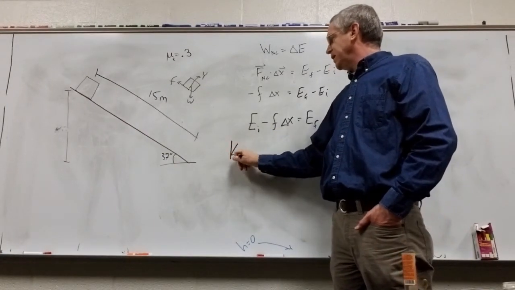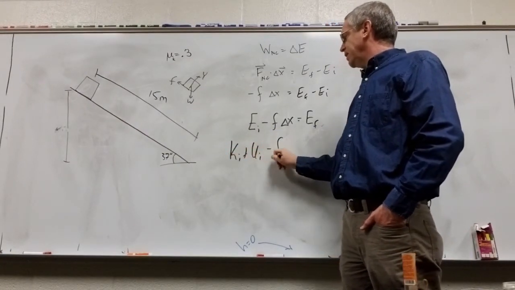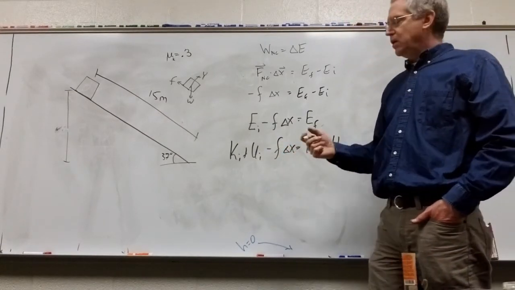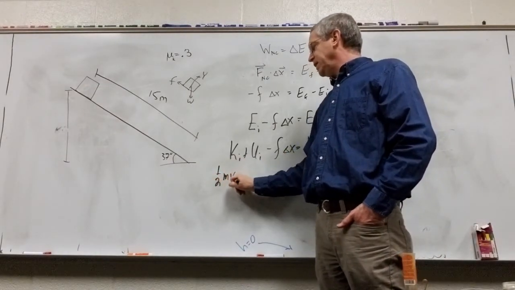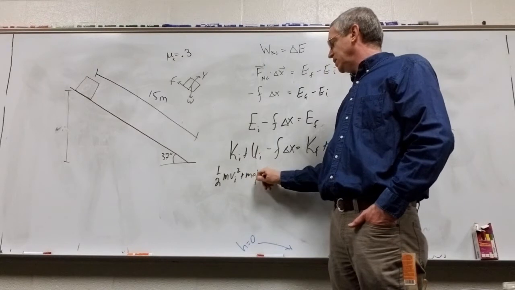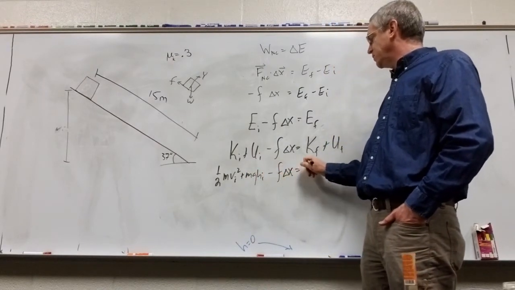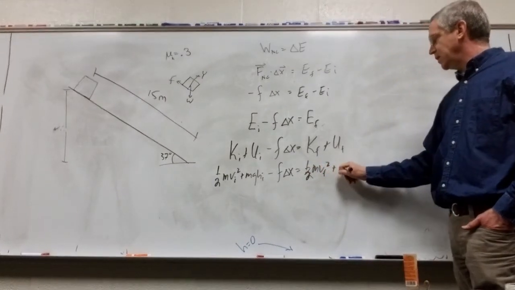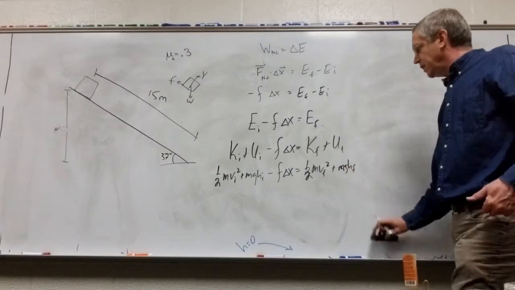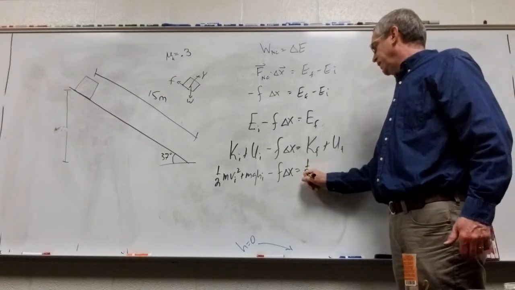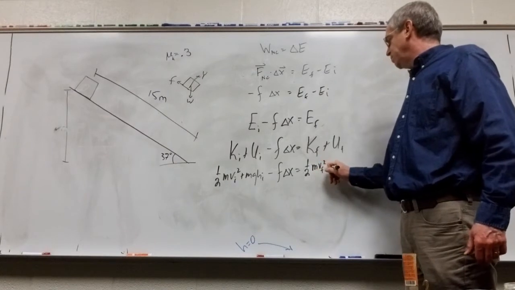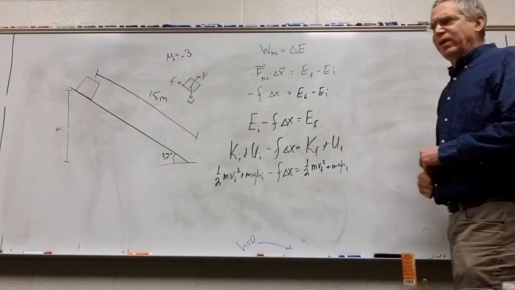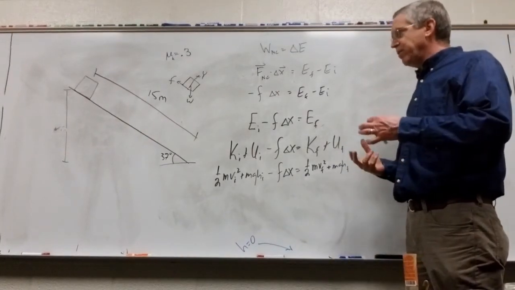This becomes kinetic initial plus U initial minus F delta X is equal to kinetic final plus U final. That is 1/2 m v initial squared plus m g h initial minus F delta X is equal to 1/2 m v final squared plus m g h final. And let's see if I can write that so it's actually legible. Slightly more legible.